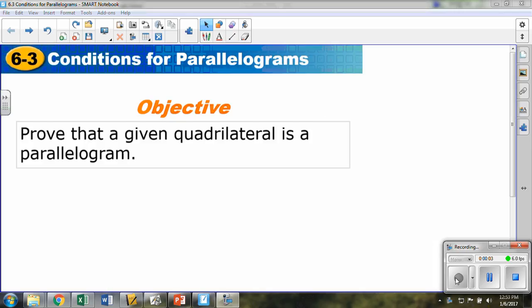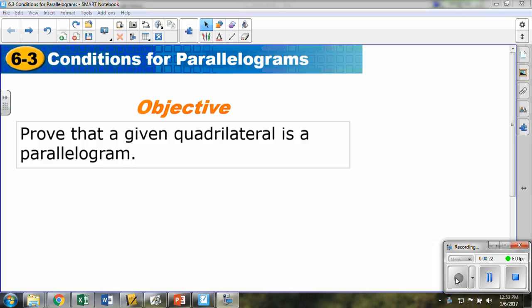This lesson, we're going to focus on the conditions for parallelograms. In particular, with our last lesson, we focused entirely on if the beginning of your problem says you have a parallelogram. If you start by knowing it's a parallelogram right away, we do a whole lot of things.